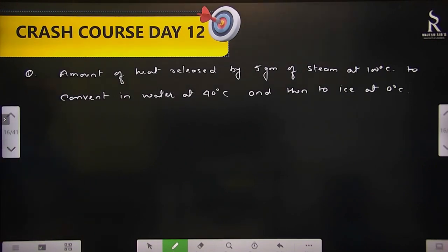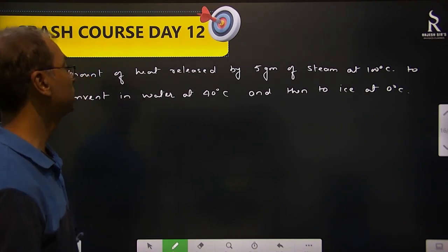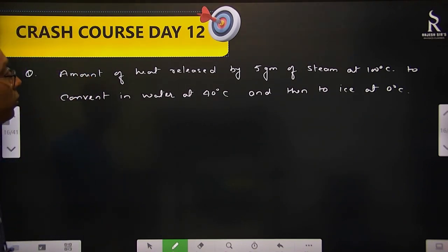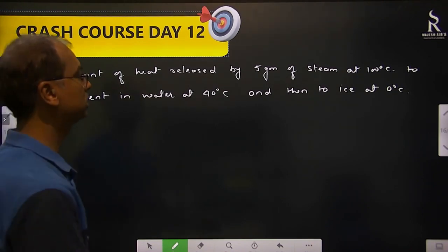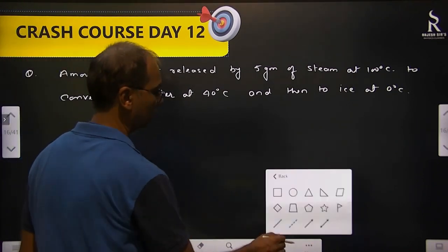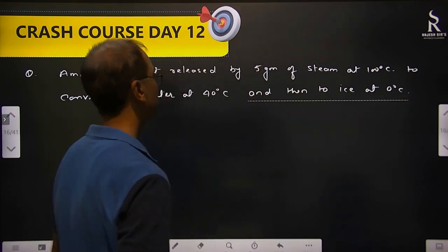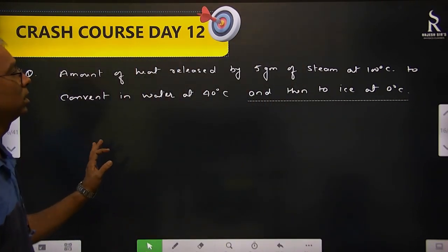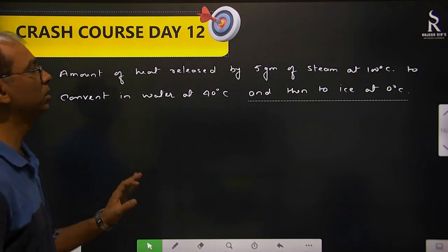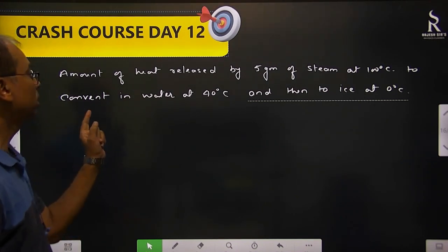Now what? Amount of heat released by 5 gram of steam at 100 degrees centigrade to convert in water at 40 degrees centigrade and then to ice at 0. Okay, this we will talk later on. This we are not talking at the moment, we will talk later. But right now what they want? Amount of heat released by 5 gram of steam at 100 degrees centigrade to convert in water at 40.